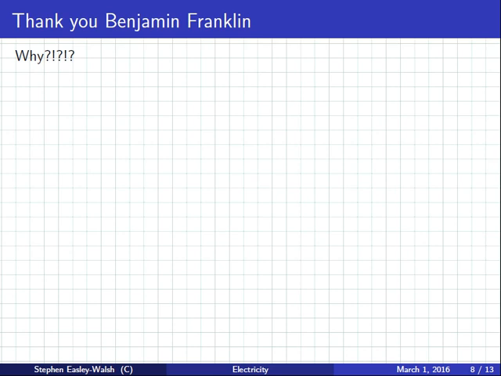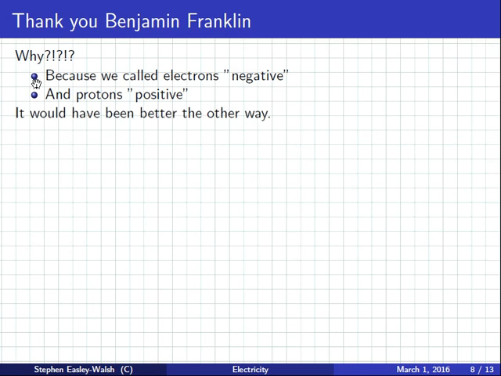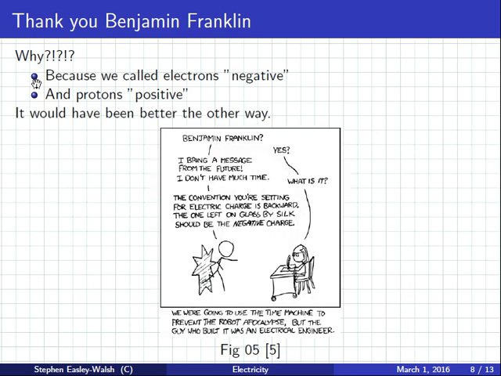You might know him as the guy who likes to fly kites in bad weather. Because we call electrons negative and protons positive, this is the problem. It'd be better the other way. I always find this comic funny. So what's happened here is Benjamin Franklin, when he did the experiment with charge, what was left on the plate, he just called that negative. What was left on the plate, he should have actually maybe called positive, because it would have made things nicer later.